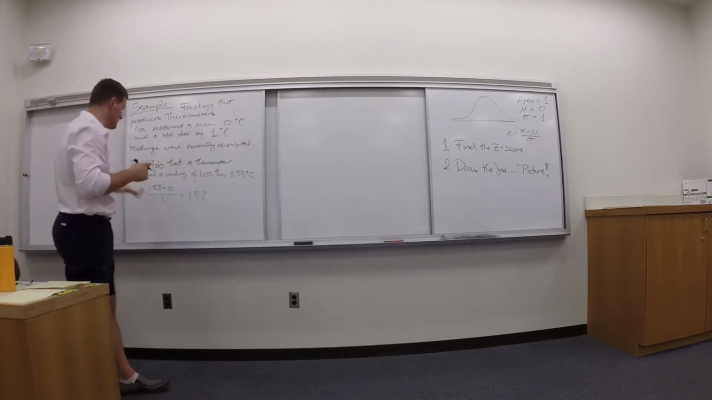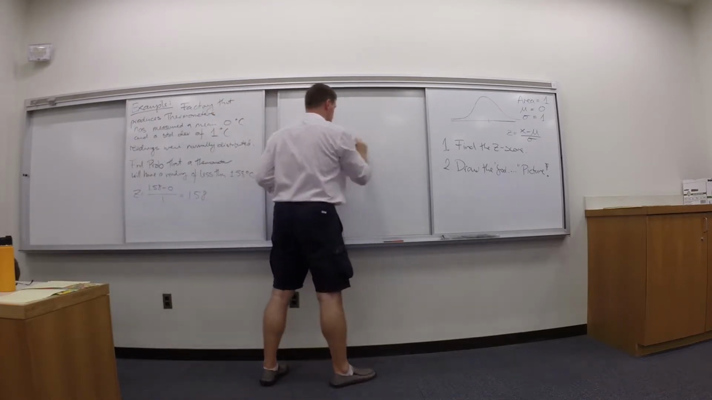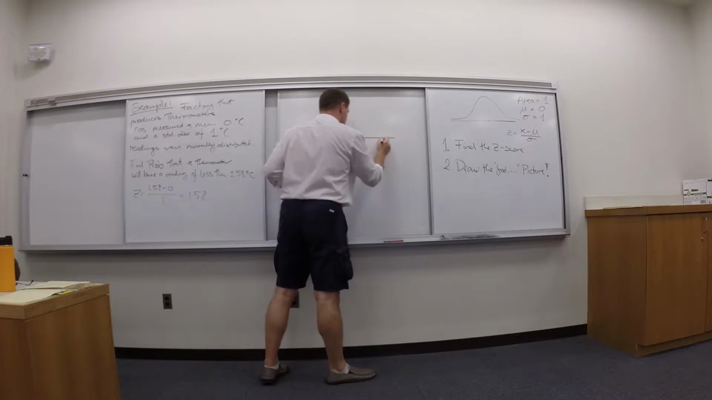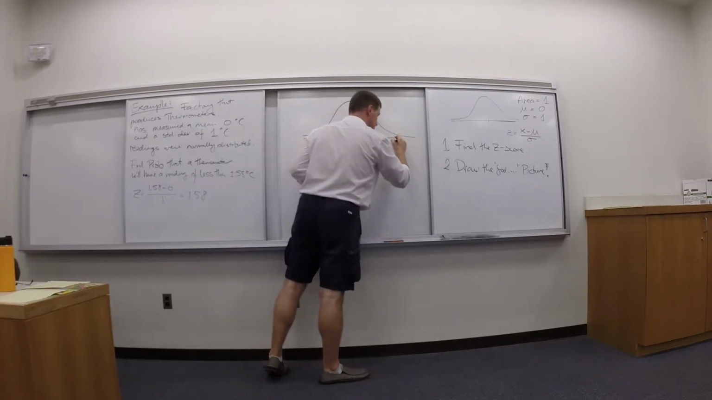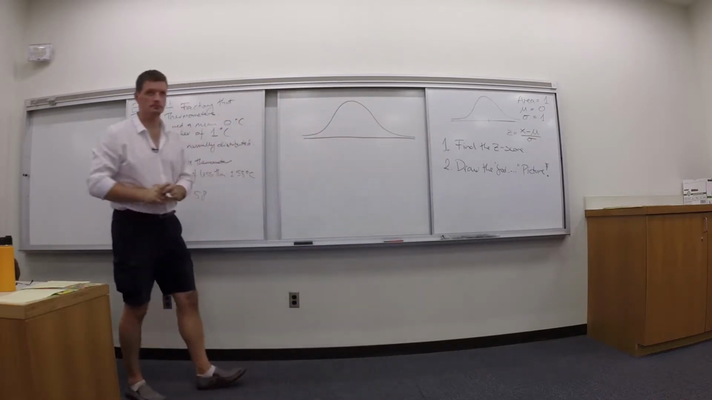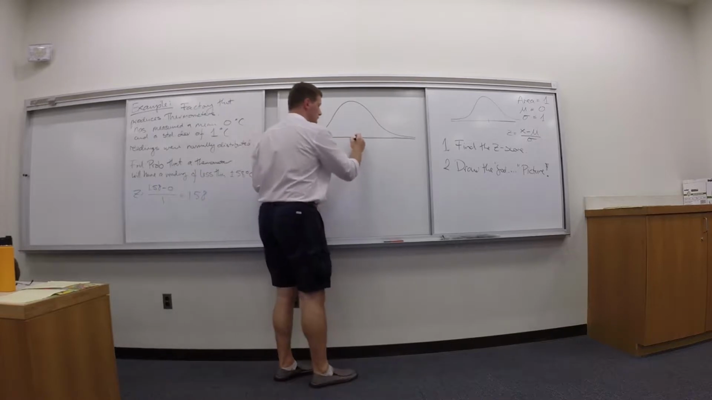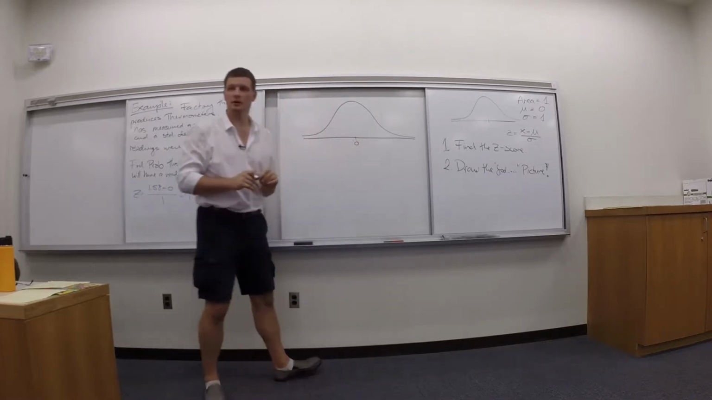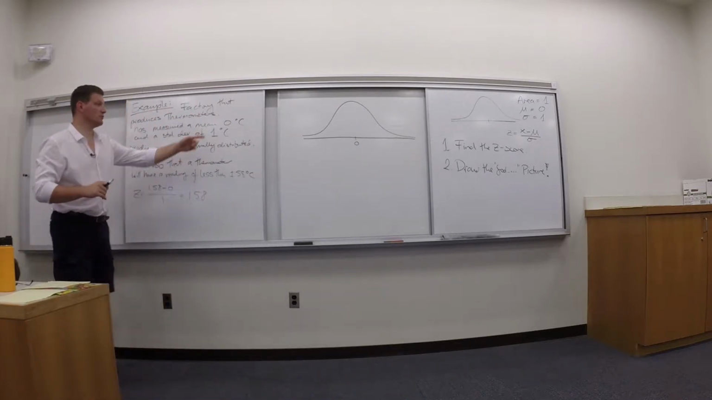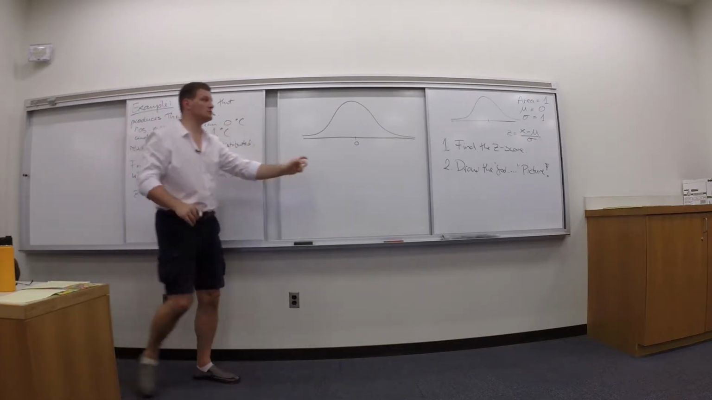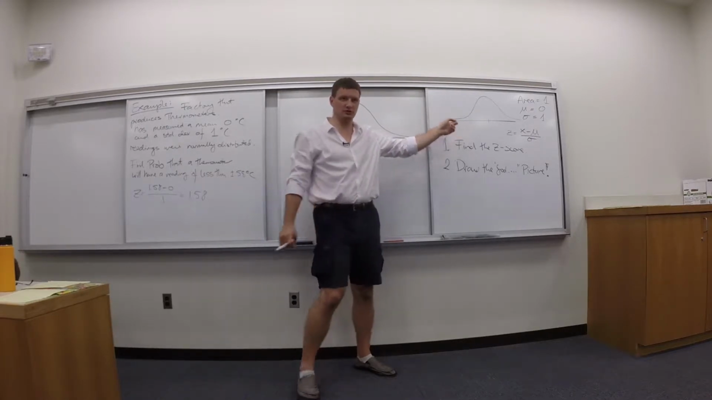Okay, so let's draw the picture. What is the picture? Well, the picture is the beautiful, symmetric, bell-shaped curve. What's in the middle? Well, in the middle is the mean, 0. Why is it 0? It's not 0 because of this 0. It's 0 because we just made it standard normal. Using the z-score, we just turned it into standard normal.